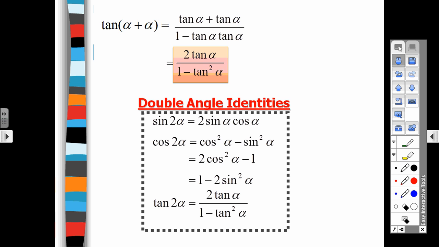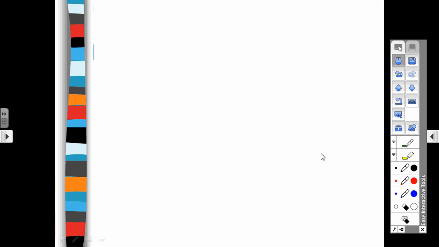When you go to use these, say you had something like the sine of 60 degrees. Well, half of that angle is what you're going to plug in here for alpha, because this is considered 2 alpha. So you'll have to think about that a little bit. The angle that they give you is not the angle that you're plugging in here. You have to take half of it to plug into your identity. So let's take a look at an example.